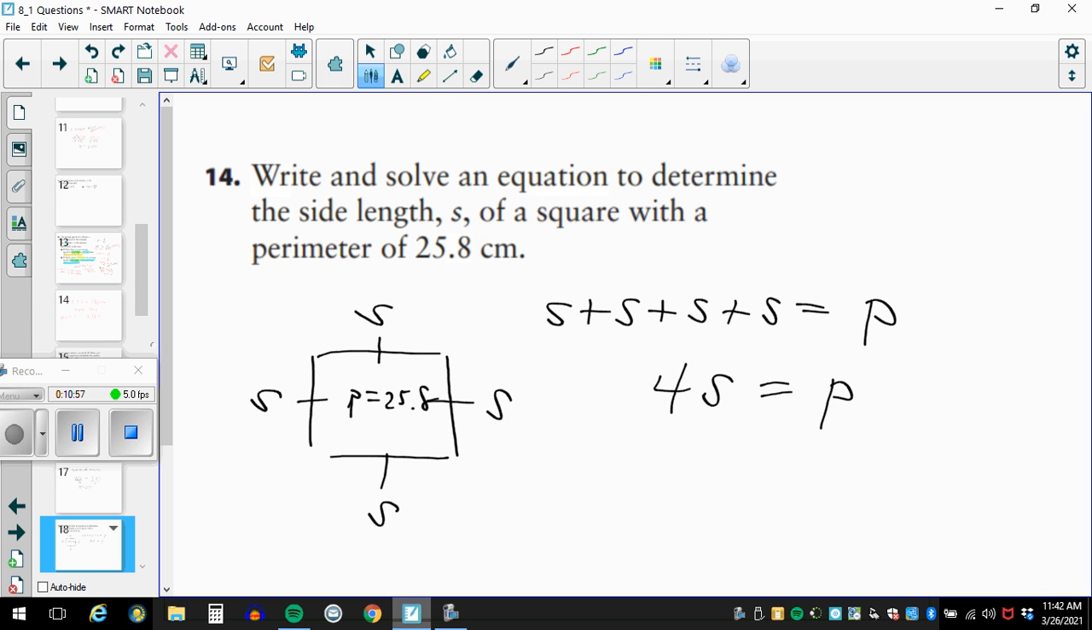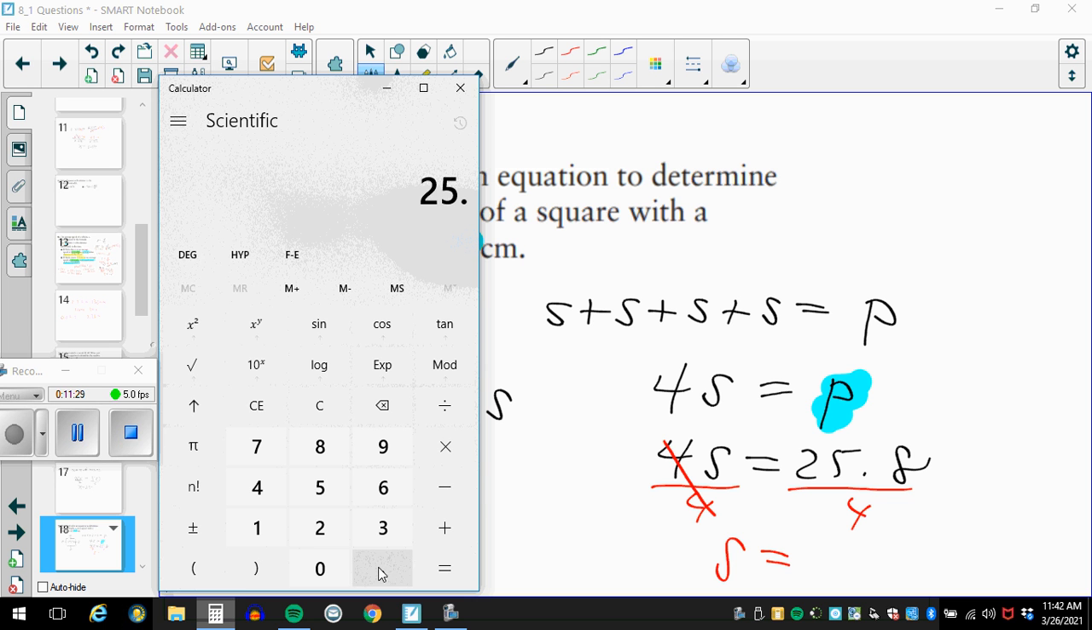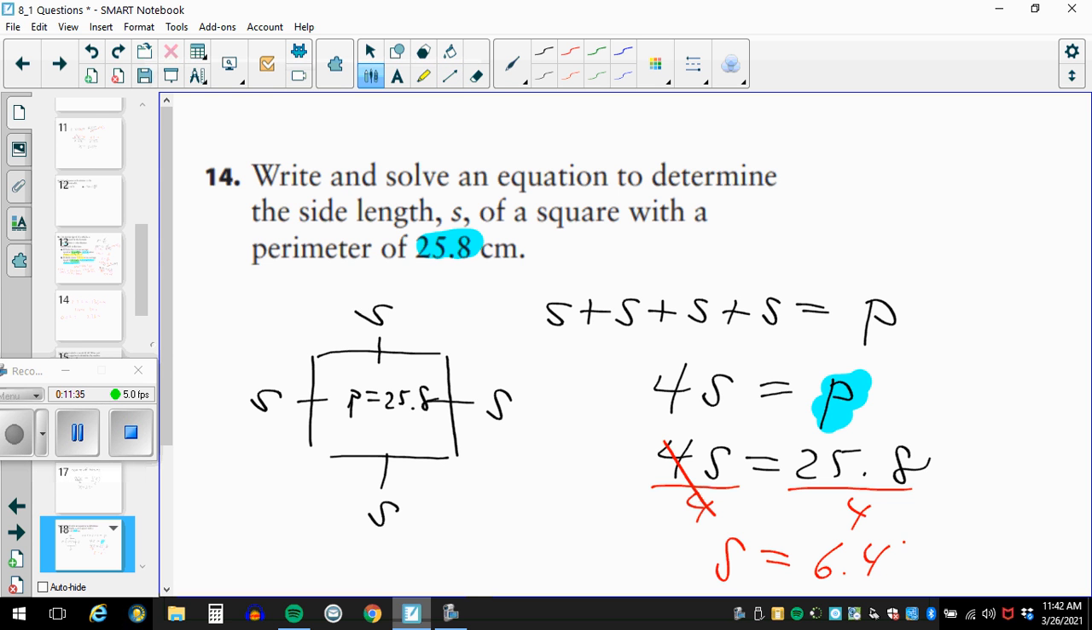Now, since we know that the perimeter, P, is equal to 25.8, I can write that formula and just substitute 25.8 for perimeter. So now I have my equation. I now have it substituted, so I have a very simple one-step algebraic equation I could isolate the variable for to determine the side length. So now I'm going to divide both sides by the coefficient of 4, and S will tell me the side length. 25.8 divided by 4 is 6.45. So therefore, each of these is 6.45 meters.